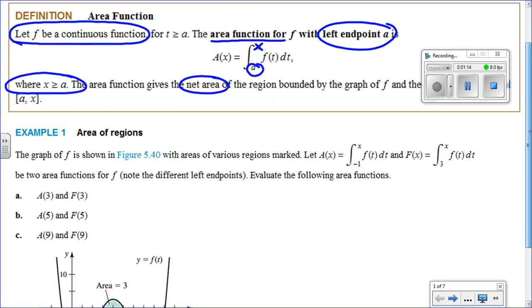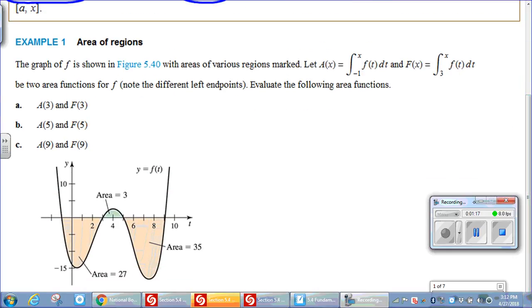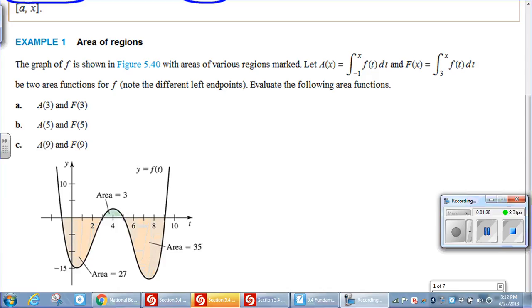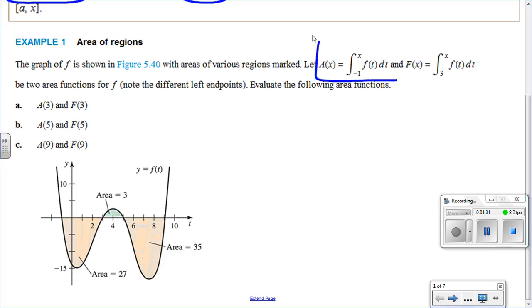So we're going to do these easy problems, and we have a graph, and it is shown there, with the areas of various regions marked. And so we're going to have two area functions, okay? They're not the same, so this is one of them, and then this is the other one. The way we're going to tell them apart is with the uppercase letters, A and F. If they're uppercase, then we'll be referring to the integral. So we have the two, and then note the different left endpoints, right?